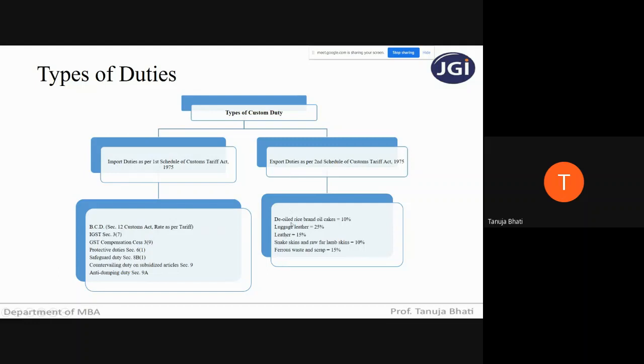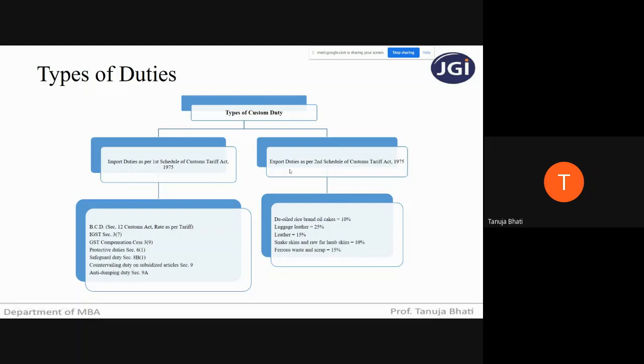Few of them are de-oiled rice bran or oil cakes at the rate of 10%, luggage leather at the rate of 25%, leather at the rate of 15%, snake skins and raw fur skins at 10%, and ferrous waste and scrap at 15%. If these particular goods are being exported, the rates of duty are specified here. Otherwise, there will be no rate of duty in case of exports, because the government wants to promote exports in the country.